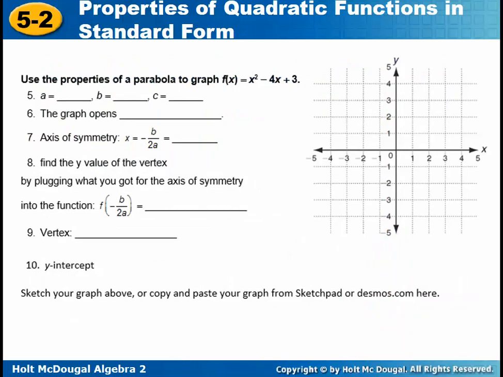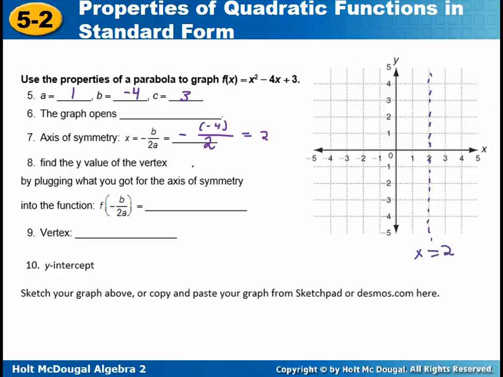And check it. Okay, here's an example from your worksheet. First, I'm going to put in what A, B, and C are so I can answer the rest of this without having to keep going back. A is positive, so it's going to open upward. The axis of symmetry is x equals negative, and then B is negative 4. 2 times A would just be 2 times 1. So we simplify this, and we'll get 2. So the axis of symmetry is x equals 2. I'm going to put that on here right now. Here's my axis of symmetry at x equals 2, because 4 divided by 2 is 2.